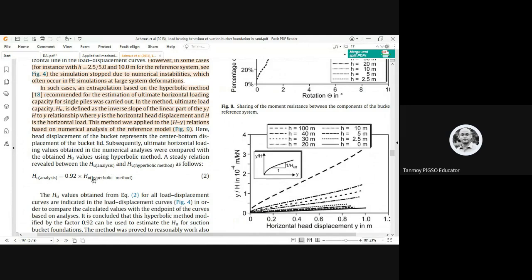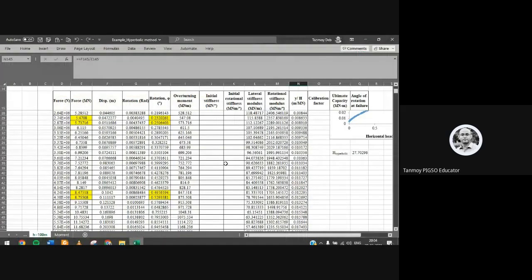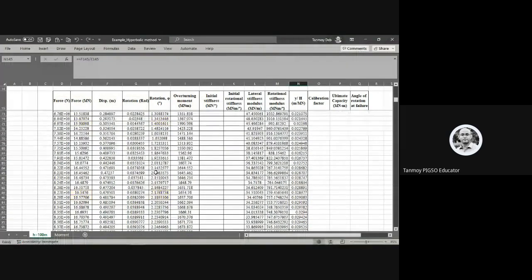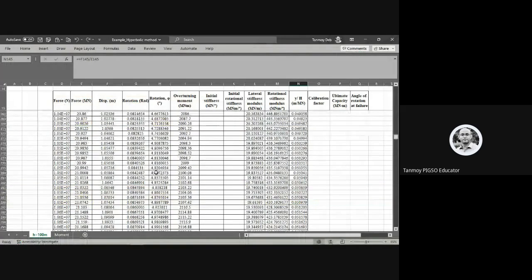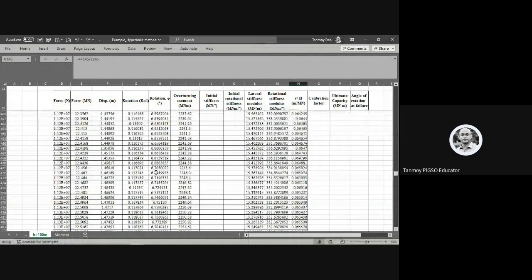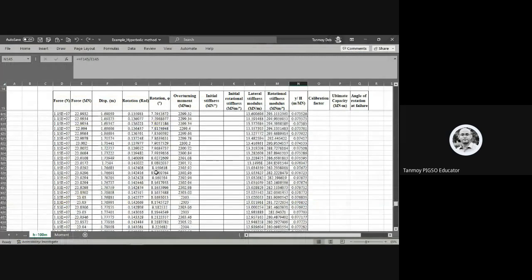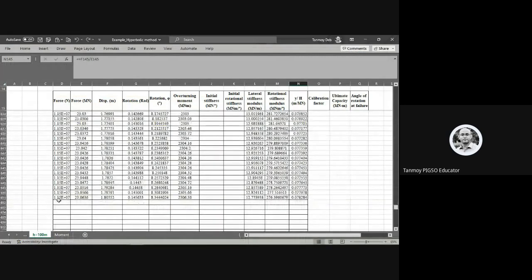Now, based on previous analysis, you will get some relation. You have to multiply, and then you will get a capacity that can be used. So let's see here. I had a foundation, and I had applied a load in terms of displacement of around 1.8 meters at the top. So here at 100 meters loading height, I got the result.